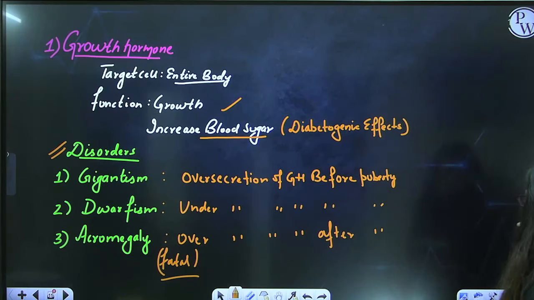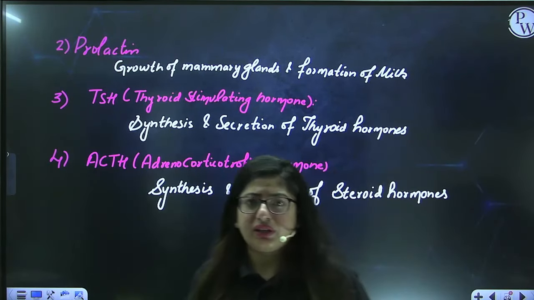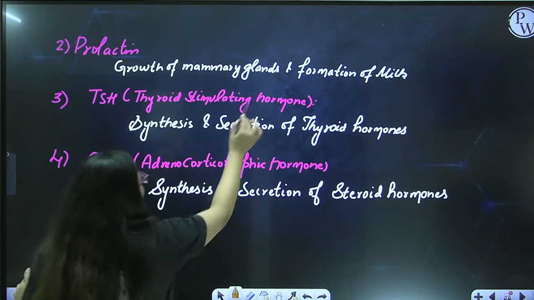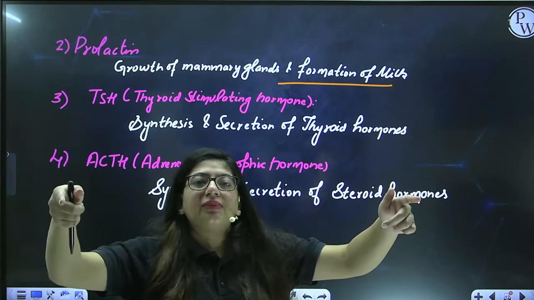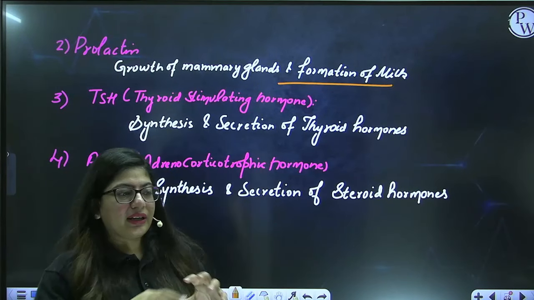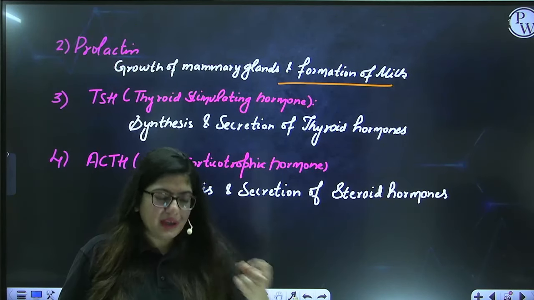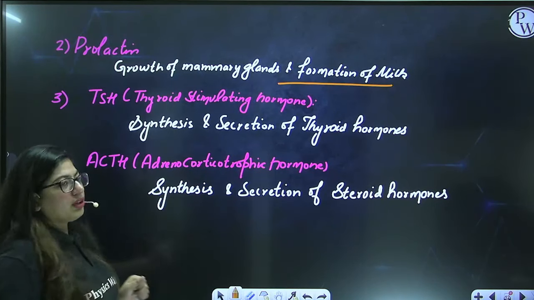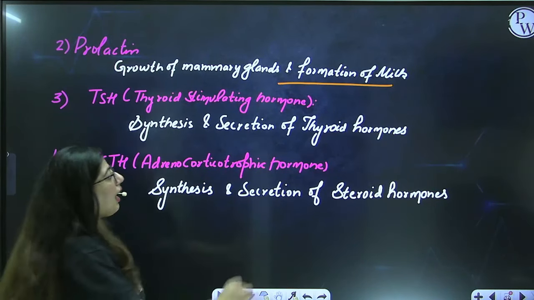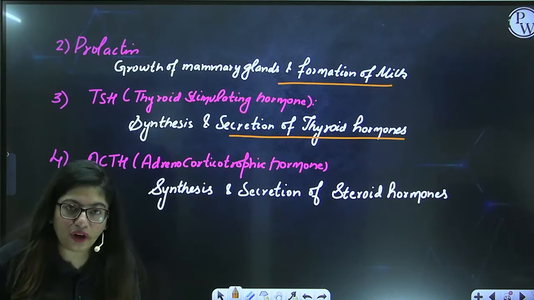Let's talk about the other hormones of the anterior pituitary. Prolactin, like I have said, will lead to the growth of mammary glands and formation of milk, whereas milk release will be done by oxytocin. Prolactin tells the mammary glands to produce the milk, but when oxytocin comes, the milk comes out from the mammary glands. Then thyroid stimulating hormone will stimulate the thyroid gland and ask it to secrete the thyroid hormone.